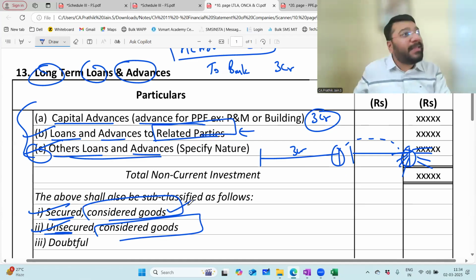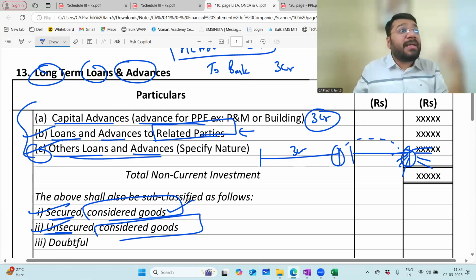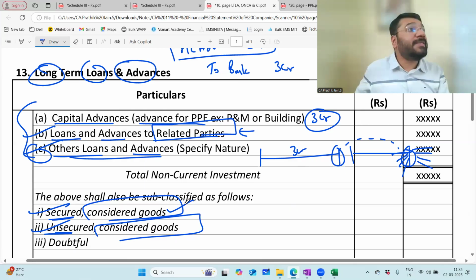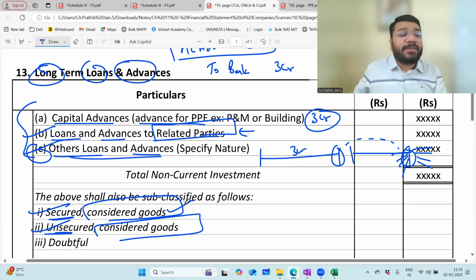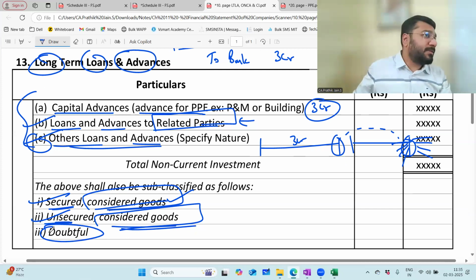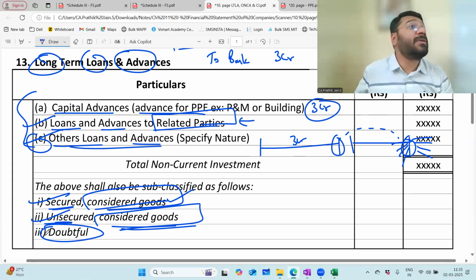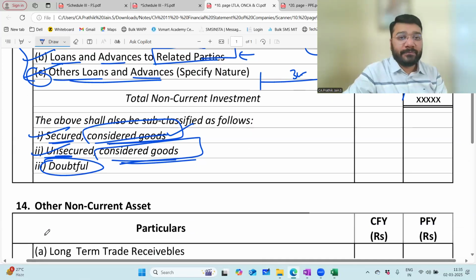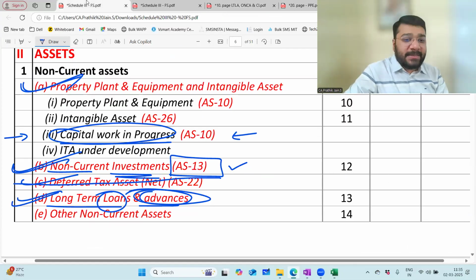Considered good means you're expecting that this money will come back. There's no dispute, there's no problem. But when you say considered bad or considered not good, it means you feel it is doubtful that this money will come back to me. So when you are doubtful about receiving the money back, that is considered not good or considered bad. You're having doubtfulness about the recovery of the money. That is the meaning of considered good and considered not good. Any problem? Then you have to show that there is doubtfulness in this particular item so that those users will know about the status of these loans and advances. Am I loud and clear? Online people, am I loud and clear? Yes, sir. Yes, sir.